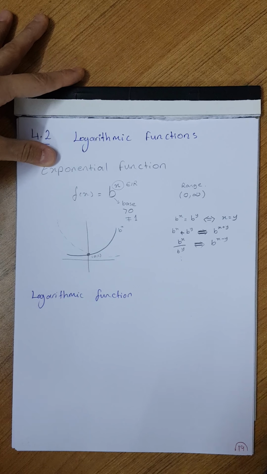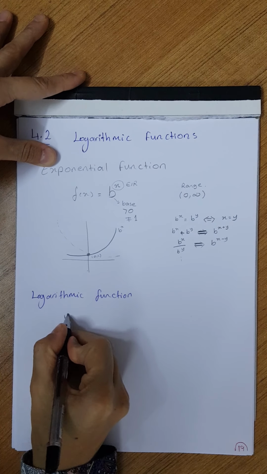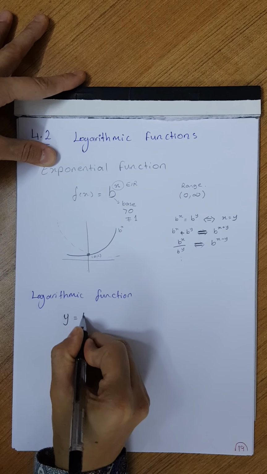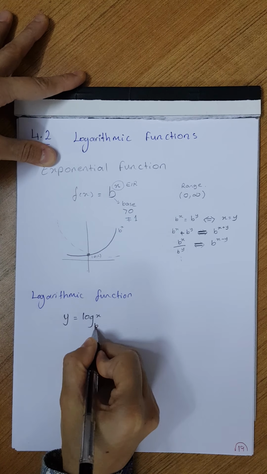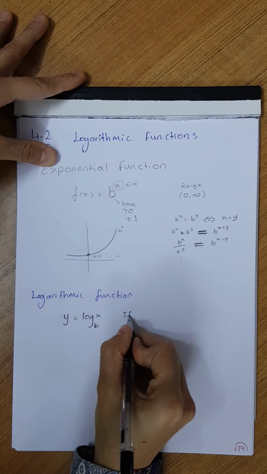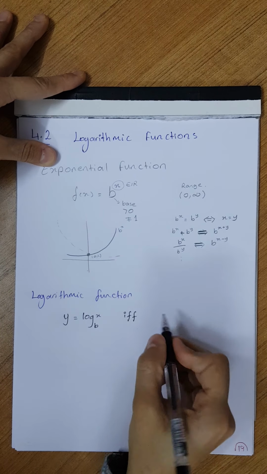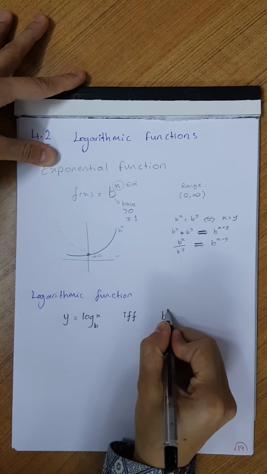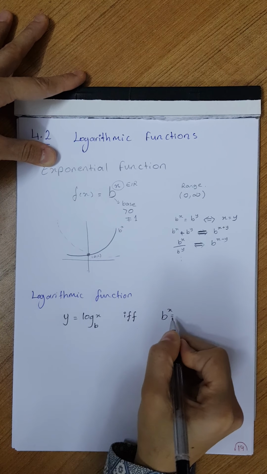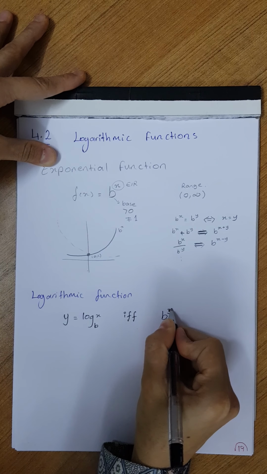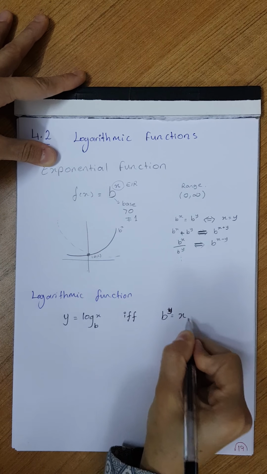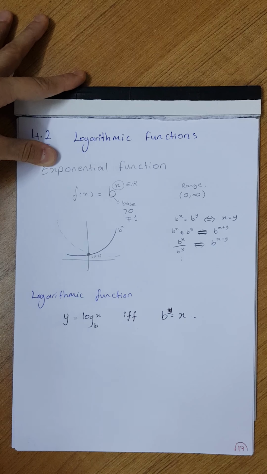In general, we say that y is equal to the logarithm of x with the base of b. That's true if and only if, okay, I will write if and only if like that, b to the power of y is equal to x, okay?